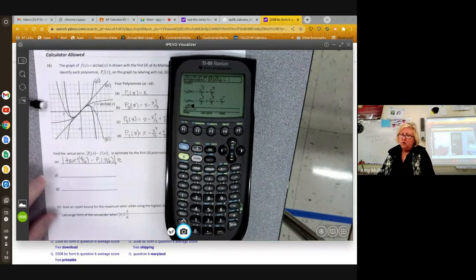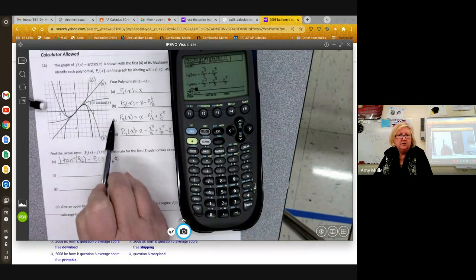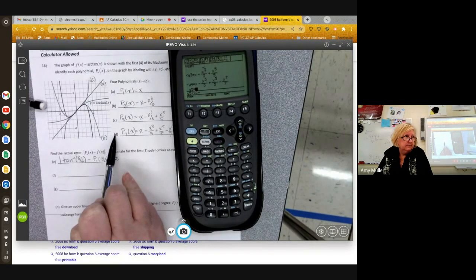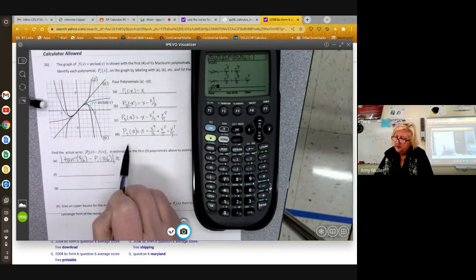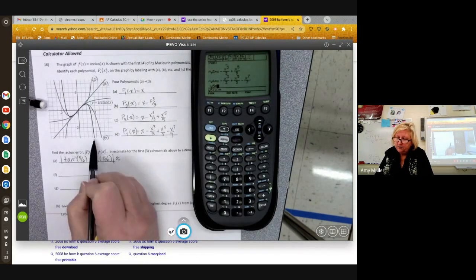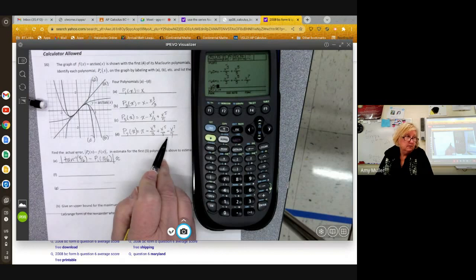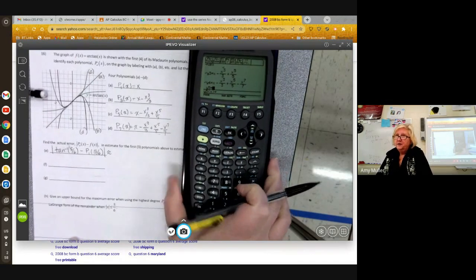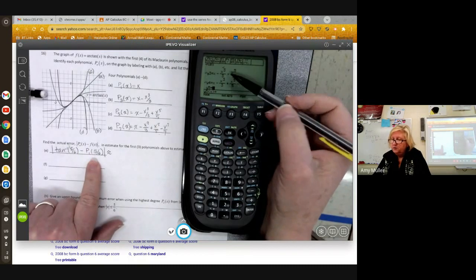All right, so I have in Y1, I have this one, in Y2, Y3, Y4. Got it? D is going to be x to the 7th, which will be this one, because that's negative end behavior. All right, so where did I put Y1? What's in Y1?